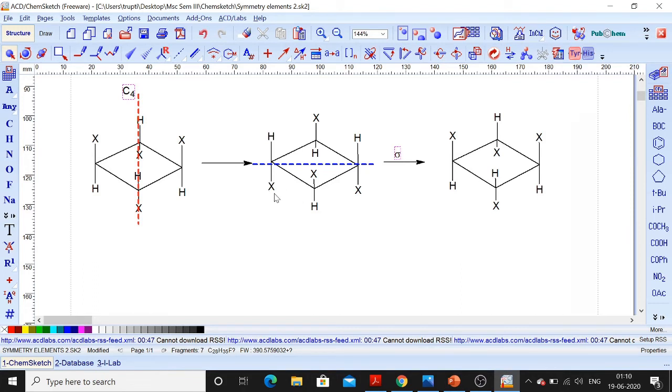The atoms which are below, they will come on the top. So when I rotate this, after rotation, sorry, after reflection, I will get this structure. If you see this structure, it is equivalent to the previous one. And that's why I will say the molecule contains an S4 axis of symmetry, because we have rotated it through 90 degrees. That's why it contains an S4 axis of symmetry. So this is the alternate axis of symmetry.